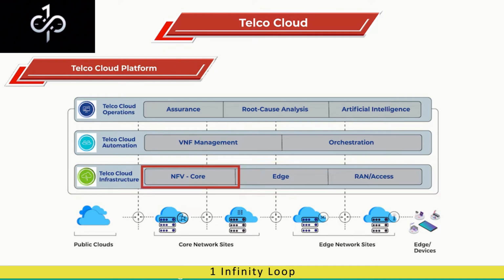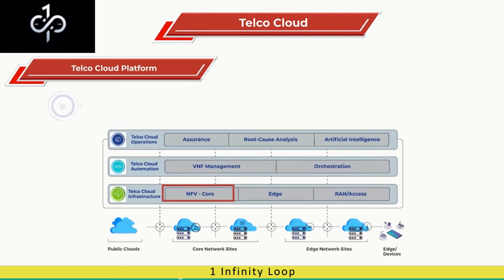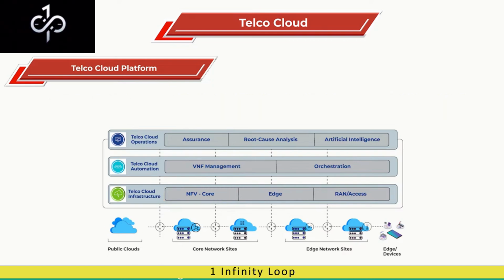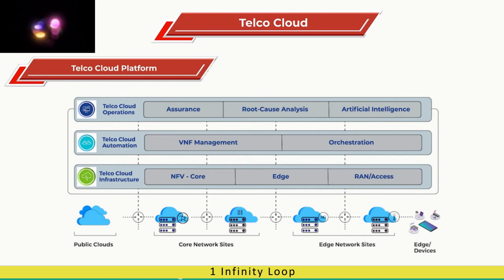NFVI. The NFVI tier is delivered using the vCloud NFV platform. It delivers the virtualization runtime environment with network functions and resource isolation for virtual machine workloads. In NFVI, virtualized compute, storage, and networking are delivered as an integrated solution through the data center. The NFVI is optimized for carrier-class workloads to enable the delivery of carrier-grade and resilient services. Infrastructure, high availability, performance, and scale considerations are built into this tier for performance optimization.